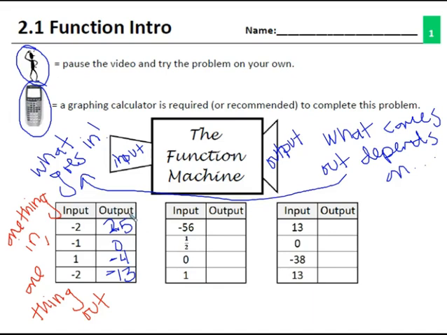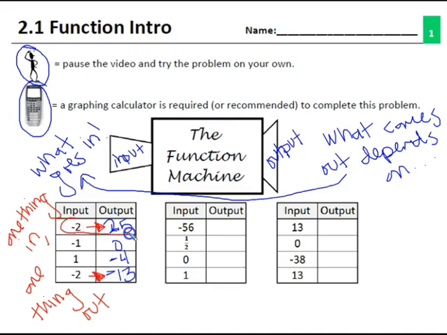So if we take a look at this first table of values here, notice how when I put in -2, it's related or connected to 25. I put in -1 into the machine, I get out 0. I put in 1 and I get out -4. But notice again how I put in -2 and I get out -13.